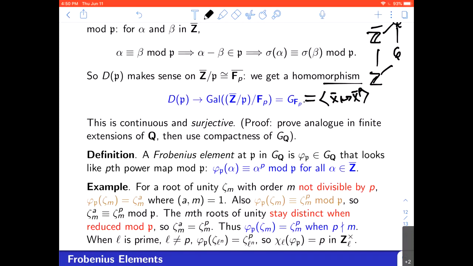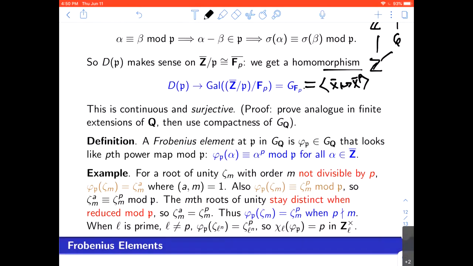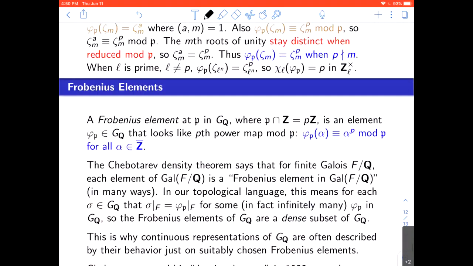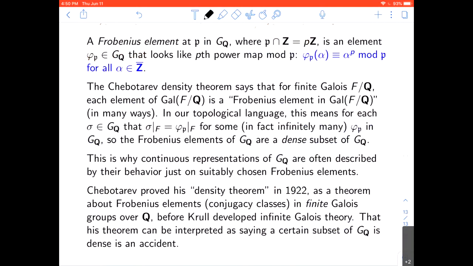And roots of unity of order not divisible by p, when you mod out by an ideal that contains the prime p, cannot start being congruent to each other. So in fact, a Frobenius element at a prime ideal lying over the prime number p has to send roots of unity of order not divisible by p to their pth powers. And in this way, you can discover what, for example, the different cyclotomic characters look like on Frobenius elements.